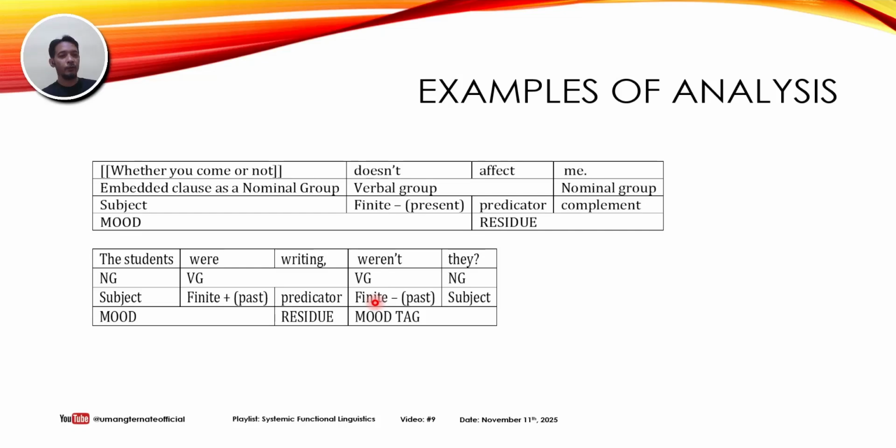Okay. So what is the speech function of the first clause? Whether you come or not doesn't affect me. So this is a statement. It gives information. Okay, because the mood structure is subject first and then followed by finite, just like this, subject then finite. So this means that the students were writing is also a statement. Okay, so both are statements, which means that both give information. Okay, they are not offers.